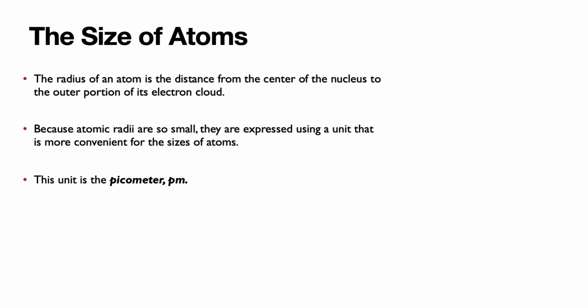And the last thing to finish up, the size of the atoms. The radius of an atom is the distance from the center of the nucleus to the outer portion of its electron cloud. Because atomic radii are so small, they are expressed using a unit that is more convenient for their sizes, and they are expressed in picometers. And we know picometers, pico, is 1 times 10 to the negative 12th.